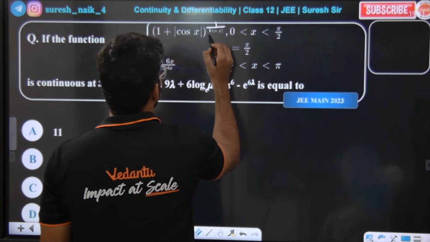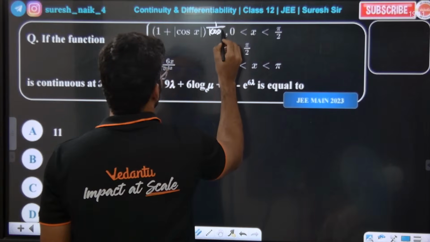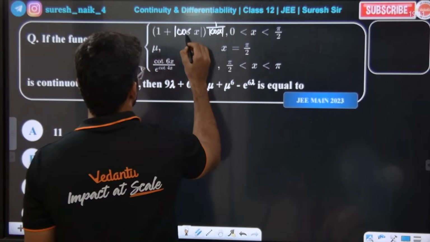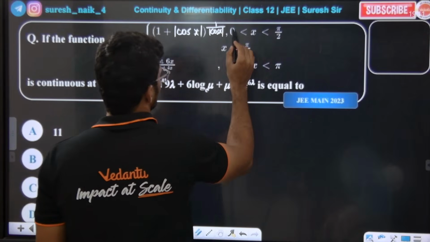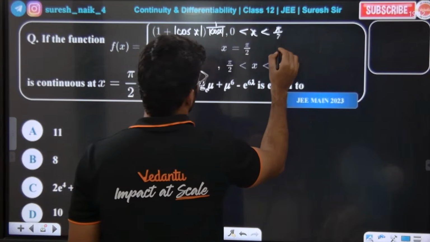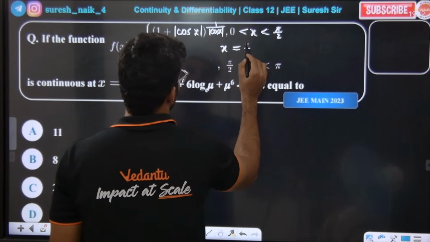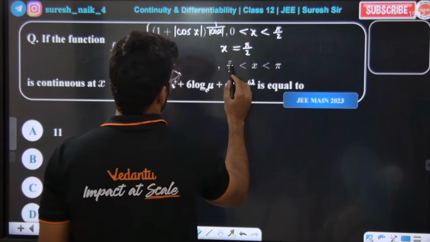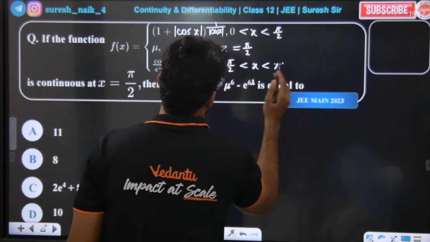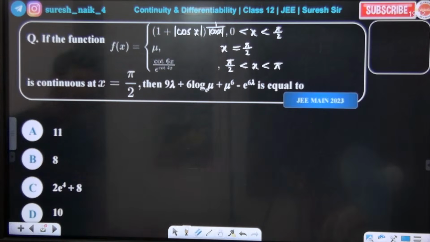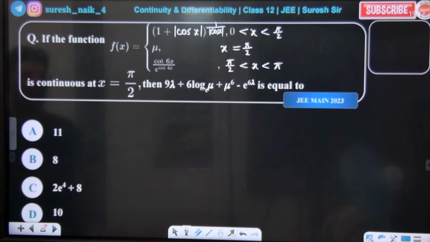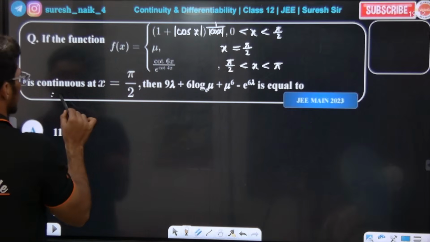f of x is 1 plus mod cos x whole to the power of 1 by mod cos x, whenever x is less than 90 but more than 0, and x is equal to pi by 2, whenever x is between 90 and 180, cot 6x by cot 4x. I think everybody can see that. This function is continuous at x is equal to pi by 2.